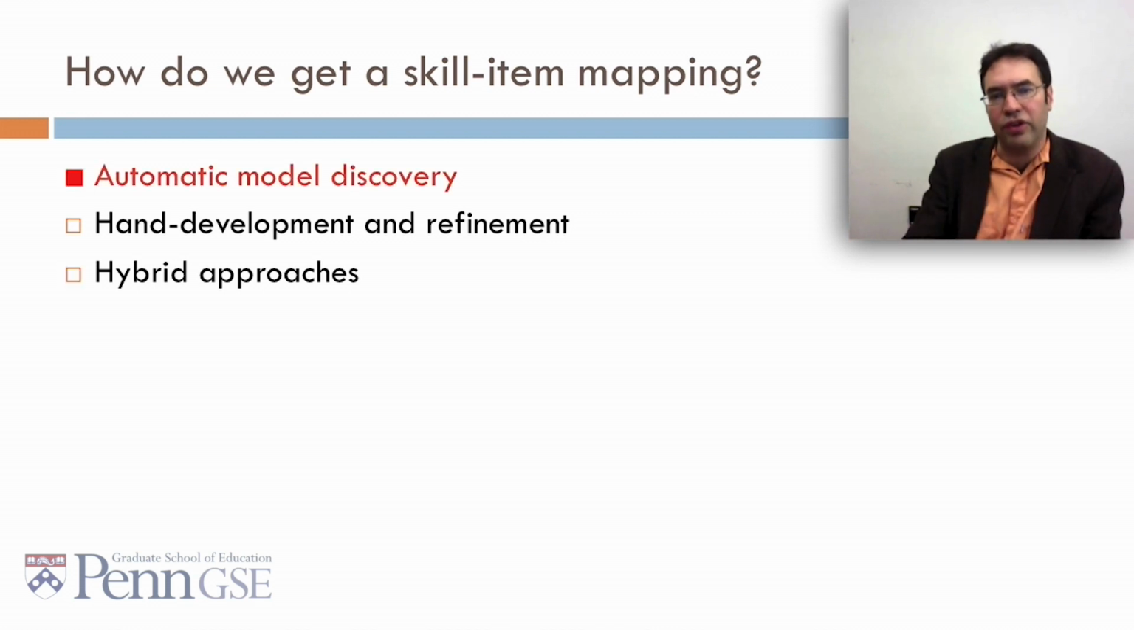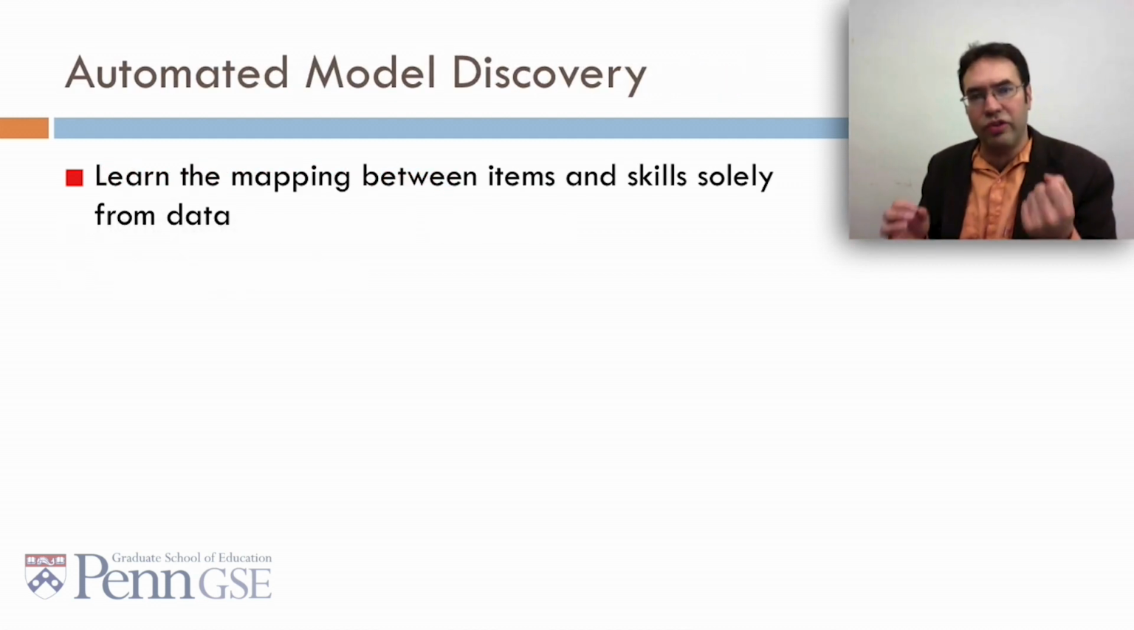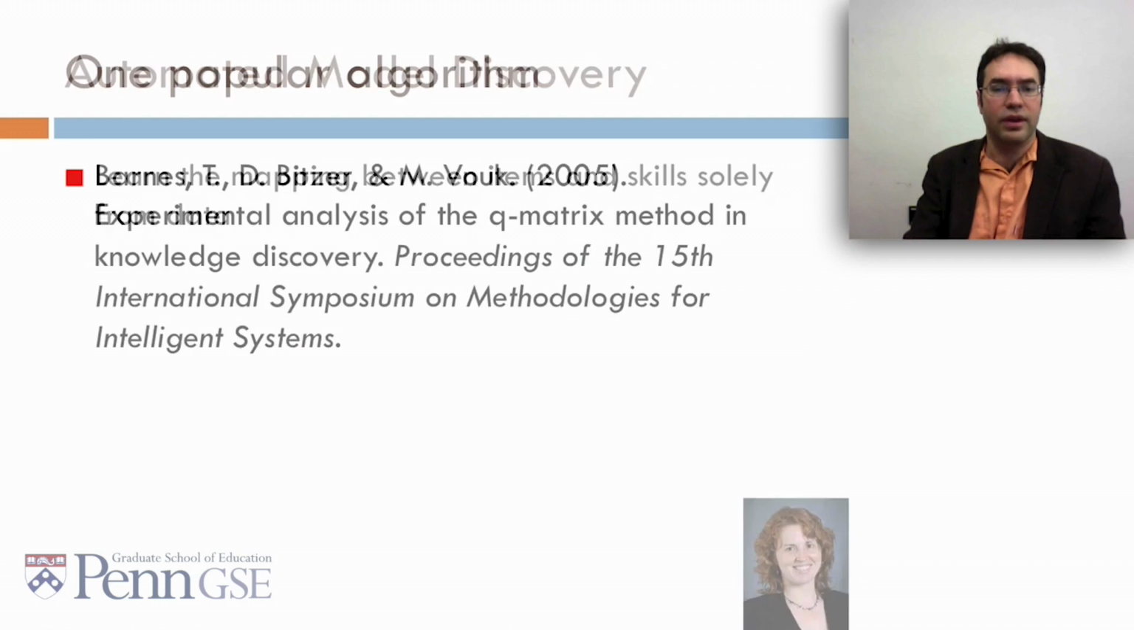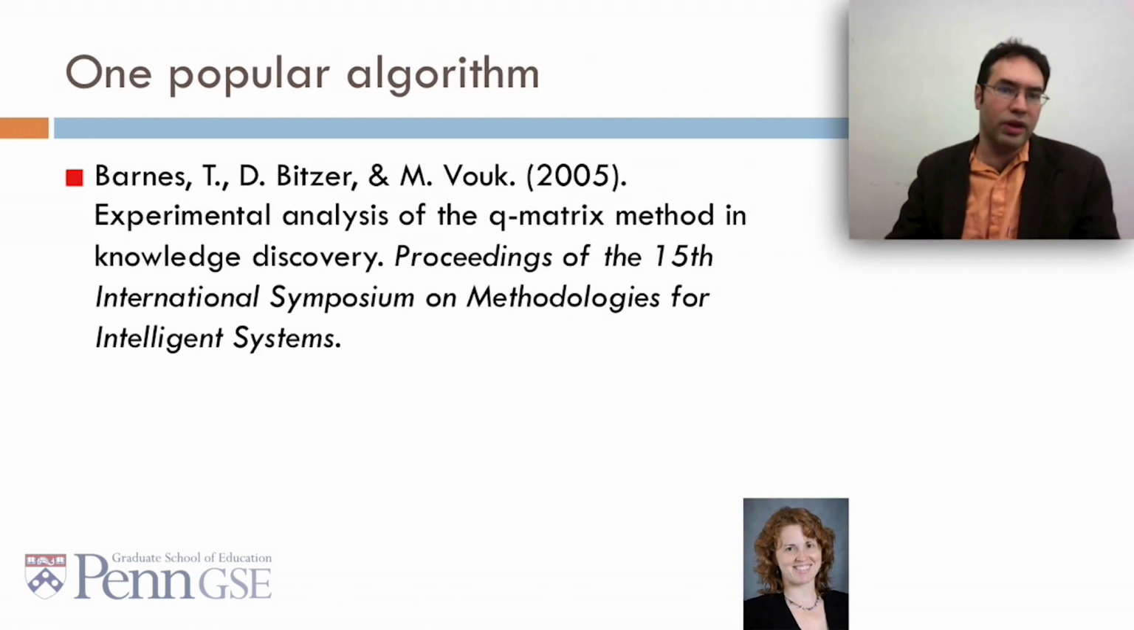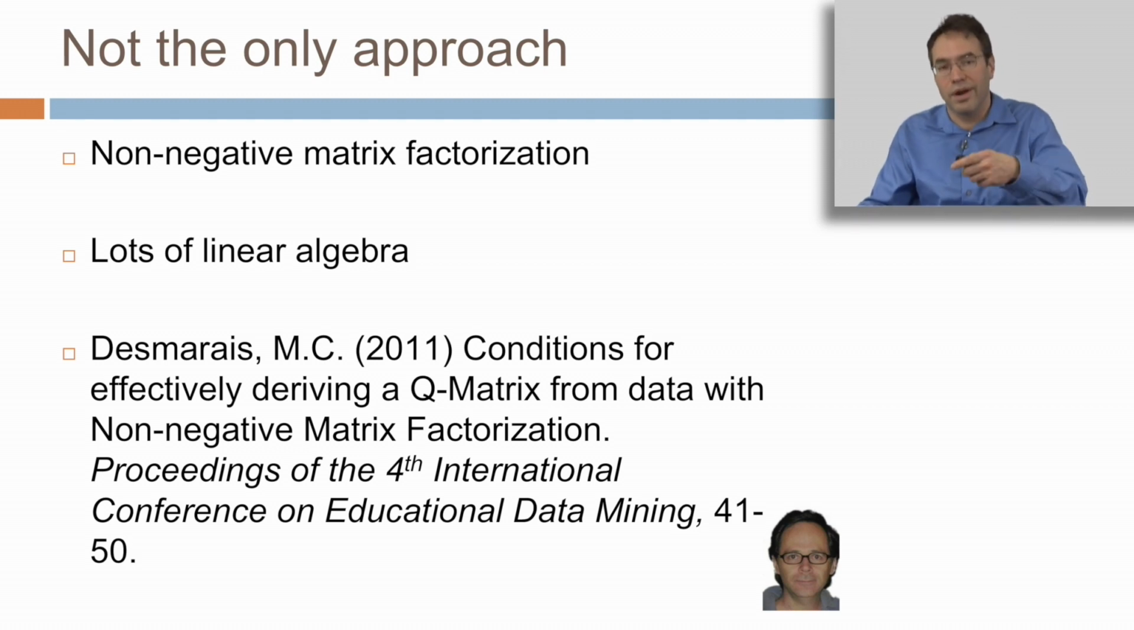So automatic model discovery. What you do there is you learn the mapping between items and skills solely from data. One popular algorithm is by Barnes, Bitzer, and Vuk. I'll talk about that one today. Now, this is not the only approach to doing this. Non-negative matrix factorization is an alternative. It's got a heck of a lot of linear algebra. If you want to learn more, I recommend reading this paper.